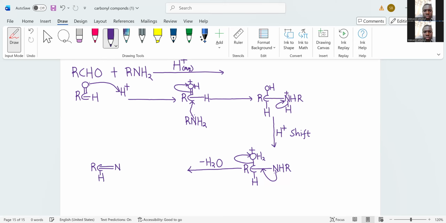N has a plus. N carries hydrogen and R. So N is electron deficient. So we give it electrons using the hydrogen appending from it. Therefore, we lose a proton.